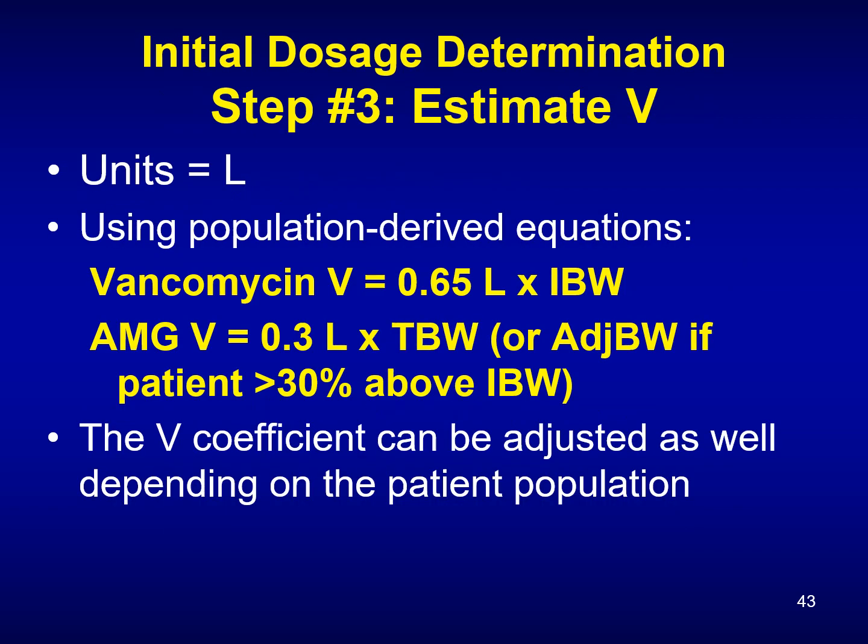Step 3 is to estimate the volume of distribution V in liters using population-derived equations. For vancomycin, V is equal to 0.65 times ideal body weight. For aminoglycoside, V is equal to 0.3 times total body weight unless the patient's adjusted body weight is at least 30% above ideal body weight. In that case, we will be using adjusted body weight. The V coefficient, 0.65 for vanco or 0.3 for aminoglycoside, can be adjusted depending on patient population as well as the disease state the patient has. However, for the purpose of our lecture, we will be sticking with these numbers.